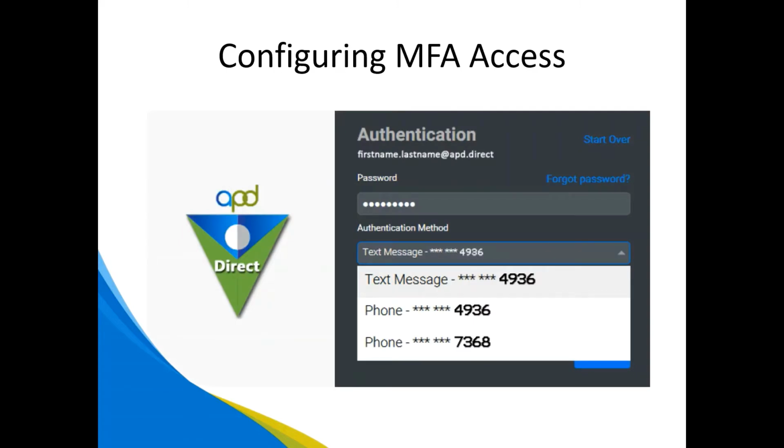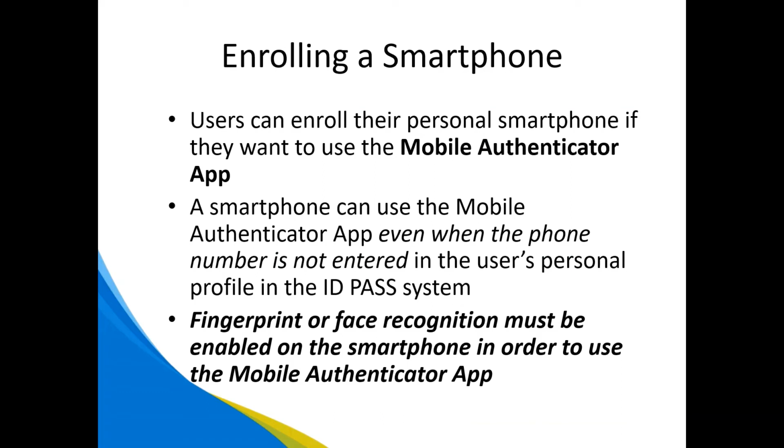And this slide is an example of what you might see after you've entered your password. You'll see here that there are the text message and the two phone options. And again, this is something that you set up during your ID Pass registration process. You also can choose to enroll your personal smartphone if you want to use the mobile authenticator app. A smartphone can use the mobile authenticator app even when that phone number is not entered in your profile in the ID Pass system. It is important, though, that your smartphone have fingerprint or face recognition enabled on it. Otherwise, the mobile authenticator app won't work.